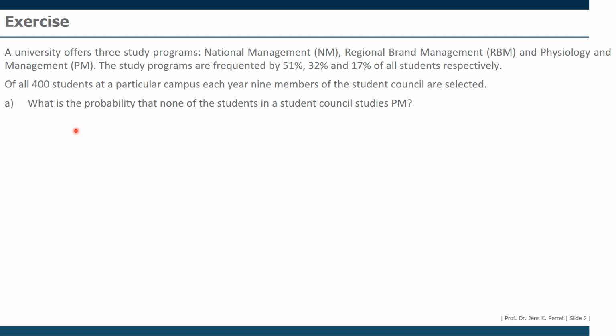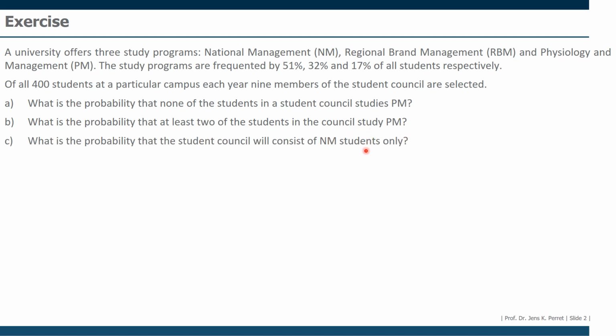Then our first question here: what is the probability that none of the students in a student council study PM? Second, what is the probability that at least 2 of the students in a student council study PM? And finally, what is the probability that the student council will consist of NM, so of national management students only?